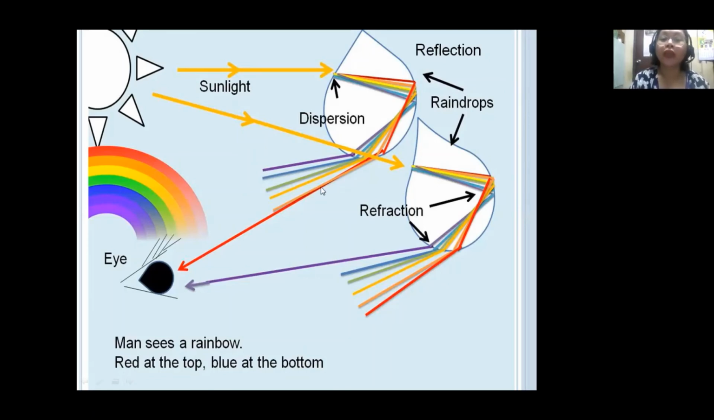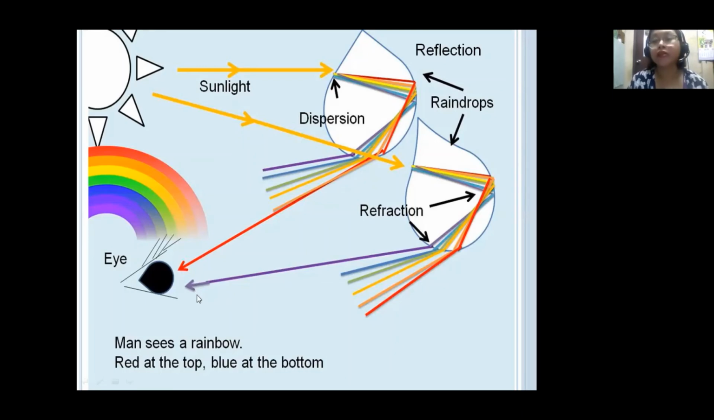Okay, and then yung line of sight din sa tao, kung ano yung nakikita mo directly sa line of sight, ito yung color na nakikita mo. So since nakita niya to sa taas, yung red. Okay, and remember there are many raindrops, so many refractions, reflections, and dispersions happening sa atmosphere. And then yung line of sight is this one, violet. So pag nakita mo yung rainbow, yung red nasa taas, yung violet nasa baba.